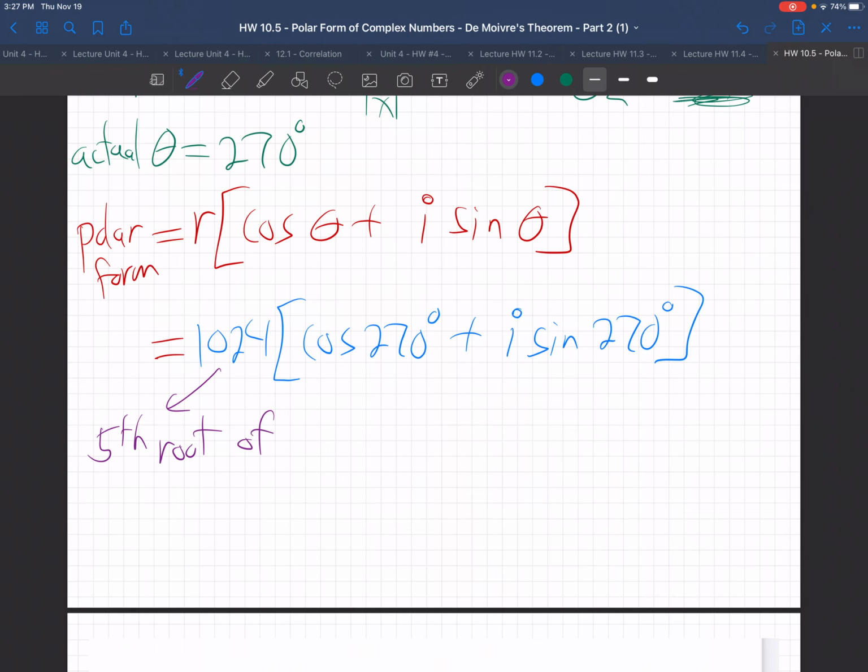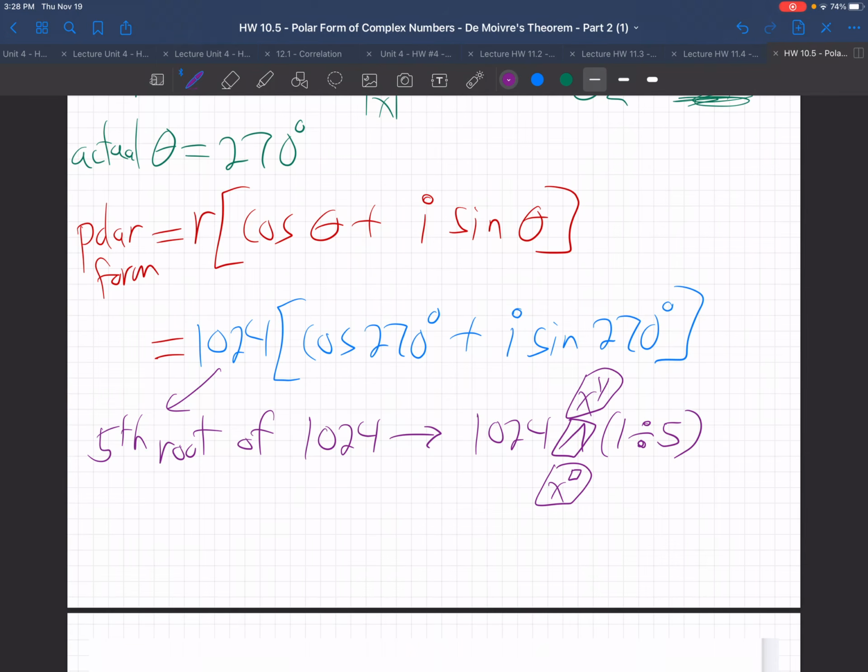Fifth root of 1024. What's that? That's 1024 to the power 1 divided by 5. Your power button might be an up arrow. It might be like an x to the y. It might be an x to the blank. It sort of depends on your calculator.